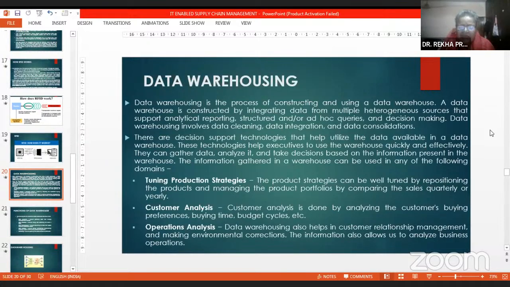Customer analysis. Customer analysis is done by analyzing the customer's buying preferences, buying time, budget cycles, etc. You can do this, for example: today when you go to a shop, immediately they ask for your mobile number. Why?